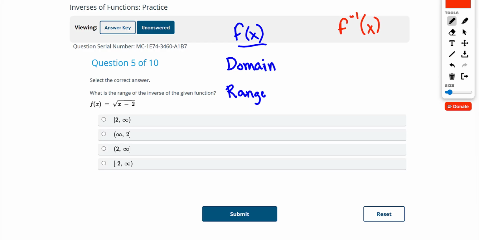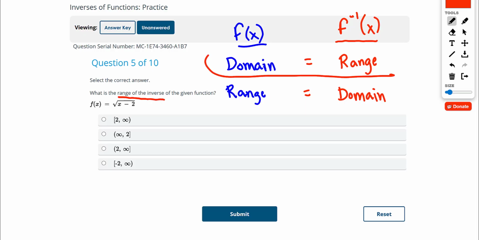It's important to note that the inverse function also has a domain and a range. However, the domain and the range are swapped. So whatever the domain is of the original function, maybe instead of an arrow, I'll do an equal sign, it's going to equal the range of the inverse symbol. And whatever the range of the original function is, it's going to equal the domain of the inverse symbol. So remember, we're looking for the range of the inverse.